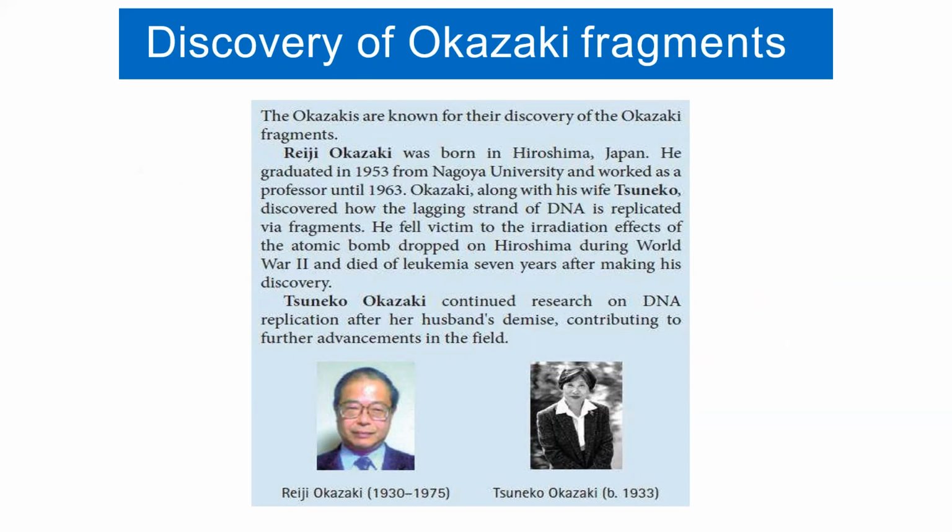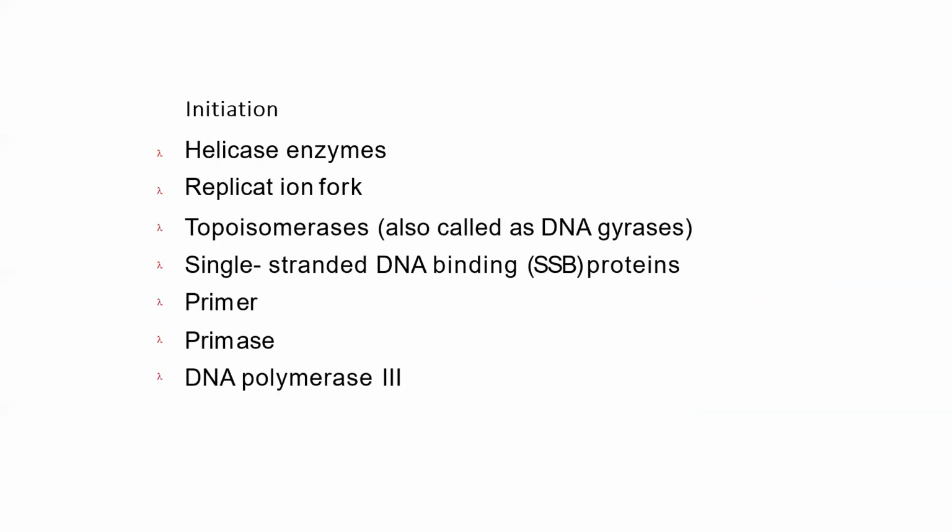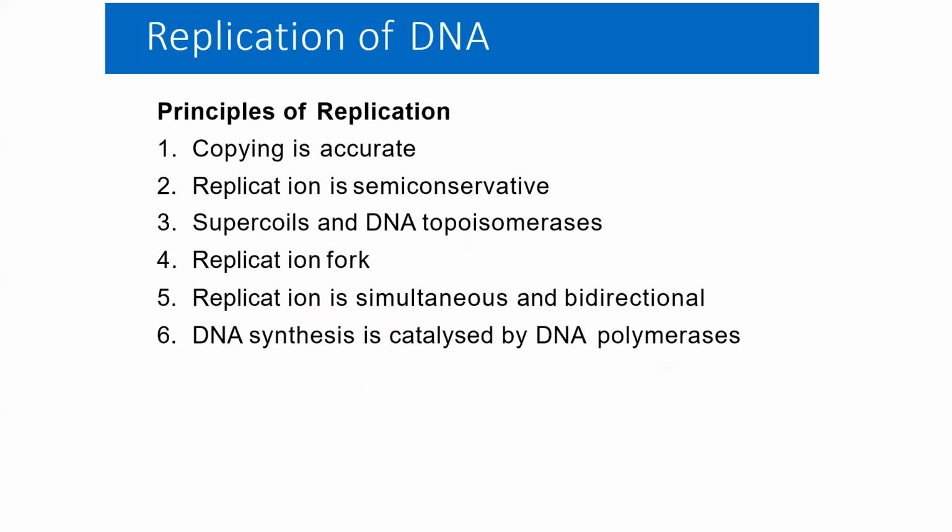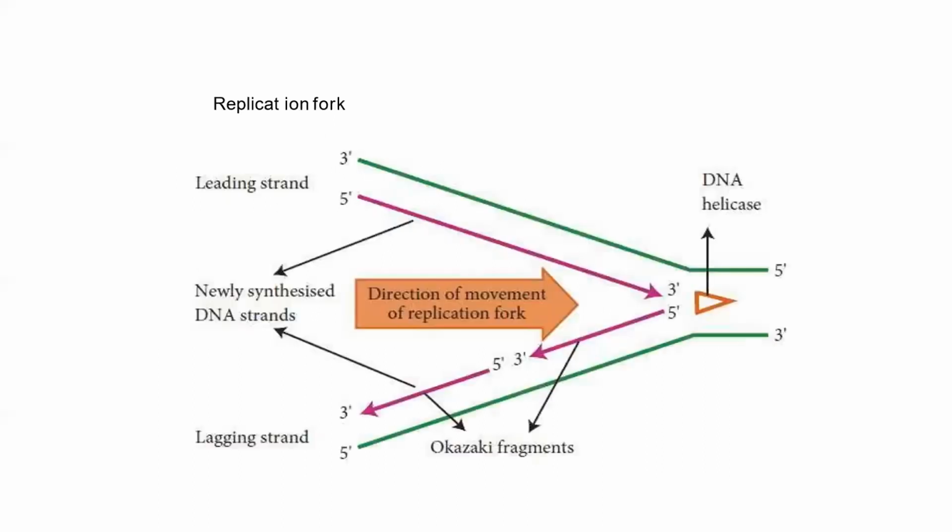Now the enzyme in number 6. DNA synthesis is catalyzed by DNA polymerases. So the enzyme that synthesizes DNA is known as DNA polymerase, or DNAPs. The deoxyribonucleotide triphosphates, that is dATP, dGTP, dCTP, dTTP, are added by DNA polymerases one after another, as per the complementary base pairing on the parent strand, to the 3' end of the growing strand.